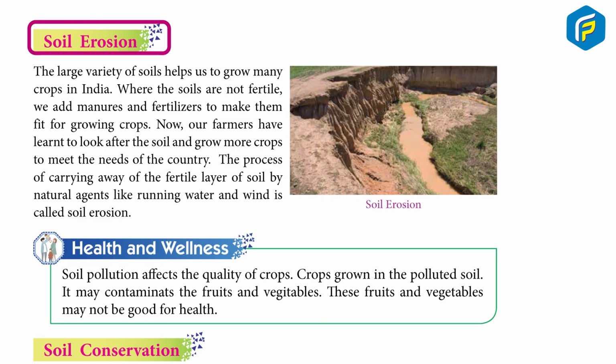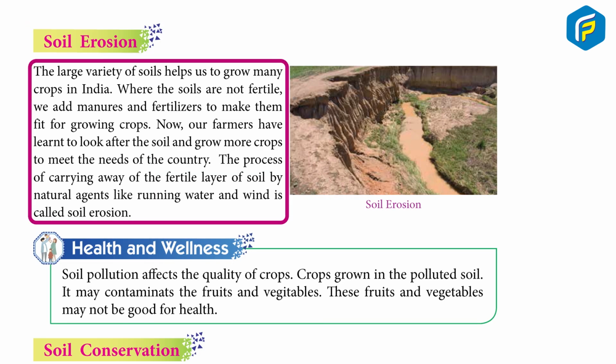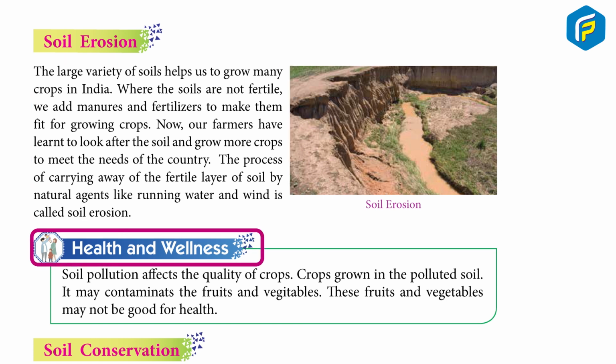Soil erosion. The large variety of soils helps us to grow many crops in India. Where the soils are not fertile, we add manures and fertilizers to make them fit for growing crops. Now, our farmers have learned to look after the soil and grow more crops to meet the needs of the country. The process of carrying away of the fertile layer of soil by natural agents like running water and wind is called soil erosion. Health and wellness.